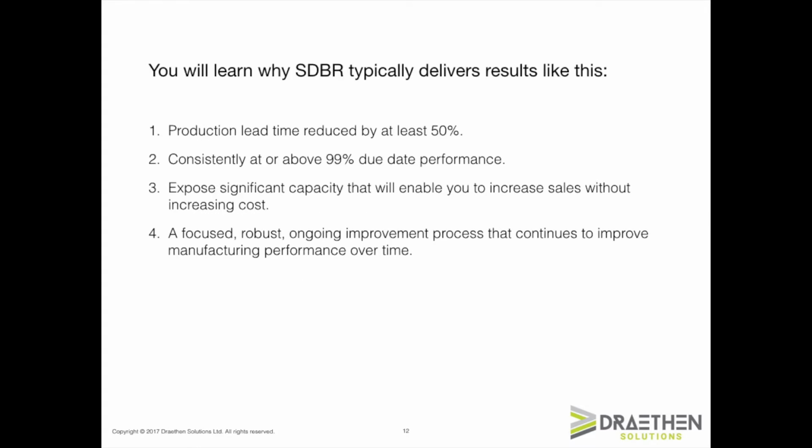And at the end of all that, you should understand why your production lead time should be reduced by at least 50% and your due date performance should be at or around about 99%. You'll also understand why the SDBR approach exposes significant amounts of capacity that you can use to grow sales without growing costs. Obviously, that means more profit. But you'll understand a focused, robust, and ongoing improvement process that continues to improve your manufacturing system over time.